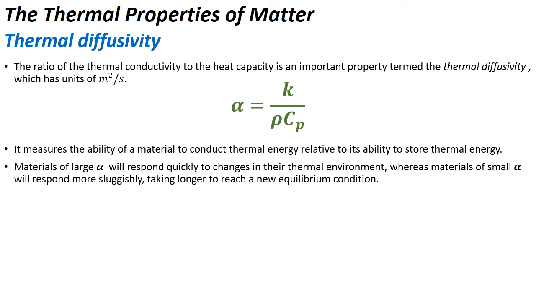Materials having a large value of thermal diffusivity will respond quickly to changes in the thermal environment, whereas materials of small thermal diffusivity will respond more sluggishly, as it takes longer to reach a new equilibrium condition. These are the two basic thermal properties of matter: thermal conductivity and thermal diffusivity.